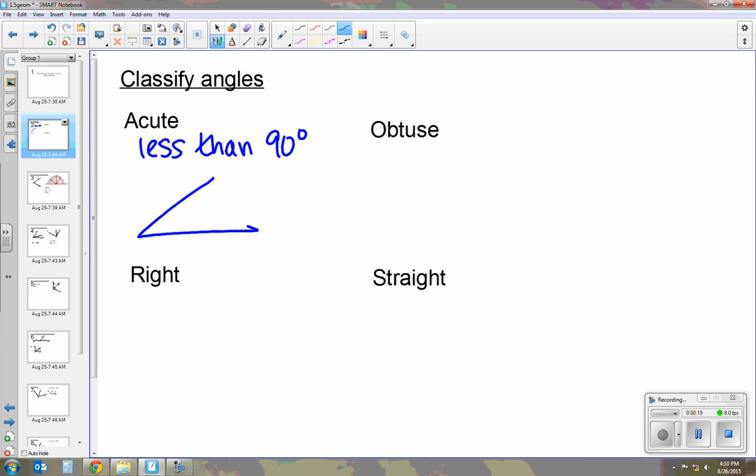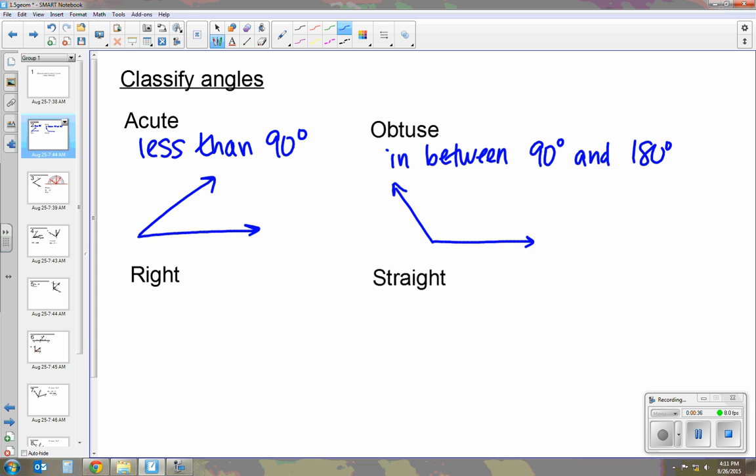An example is like that. An obtuse is in between 90 and 180. And it would look something like this. Then we've got our right angle, which is 90 degrees. And don't forget, there's always that symbol in the corner, a kind of half box to indicate that it's right. And our very last one is a straight angle, which is a line, which is 180 degrees.